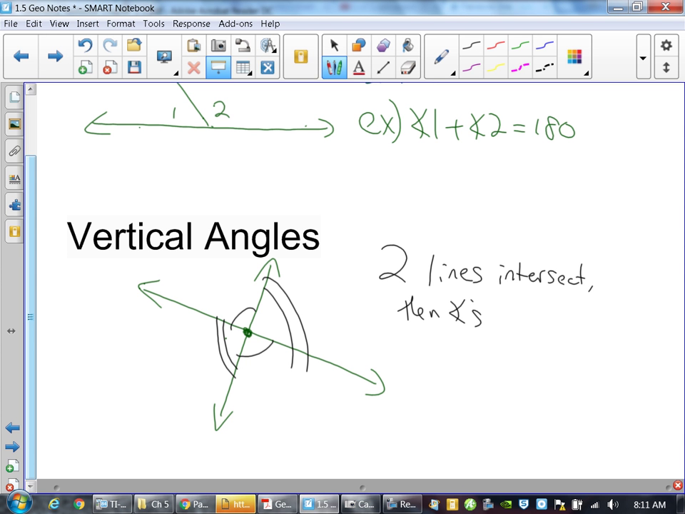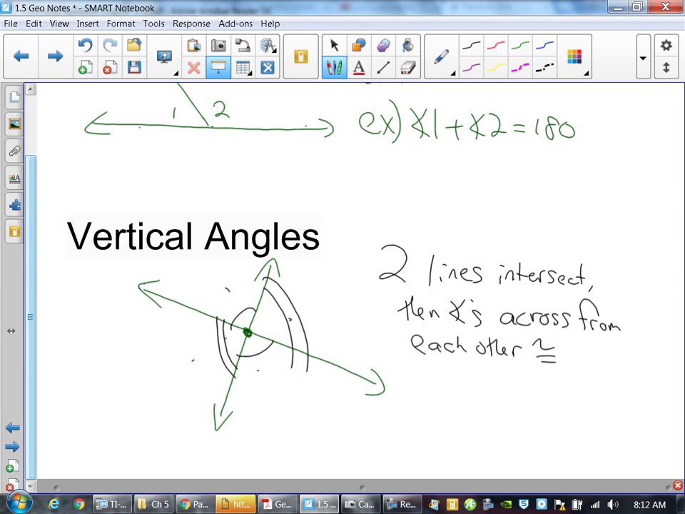I don't want to say opposite, because that might be confusing. Across from one another — is that okay if I say across from one another? So this one's across from here. This one's across from here. Then angles across from each other are equal. Equals are congruent. Yes, sir.